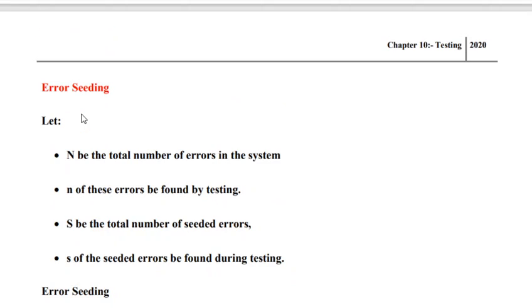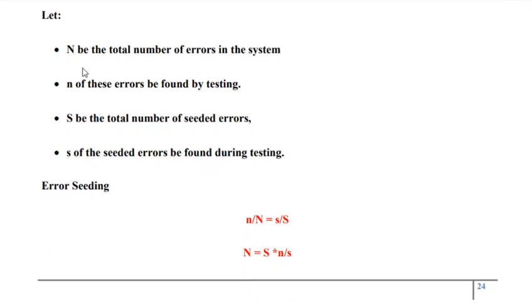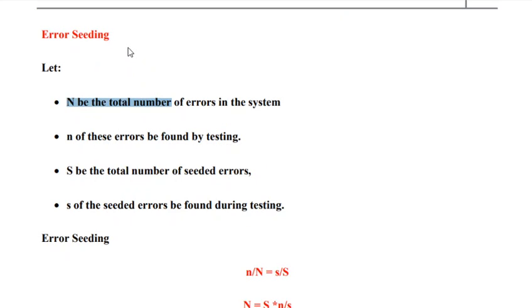Now, let us talk about an important aspect called error seeding. Error seeding is the mechanism of planting errors into the software system, right? In order to determine the capability of the test cases to detect the planted errors. Again, I'll repeat it: error seeding is a mechanism of planting errors in the software system and determining the capabilities of the test cases that we have designed to detect the planted errors, right?